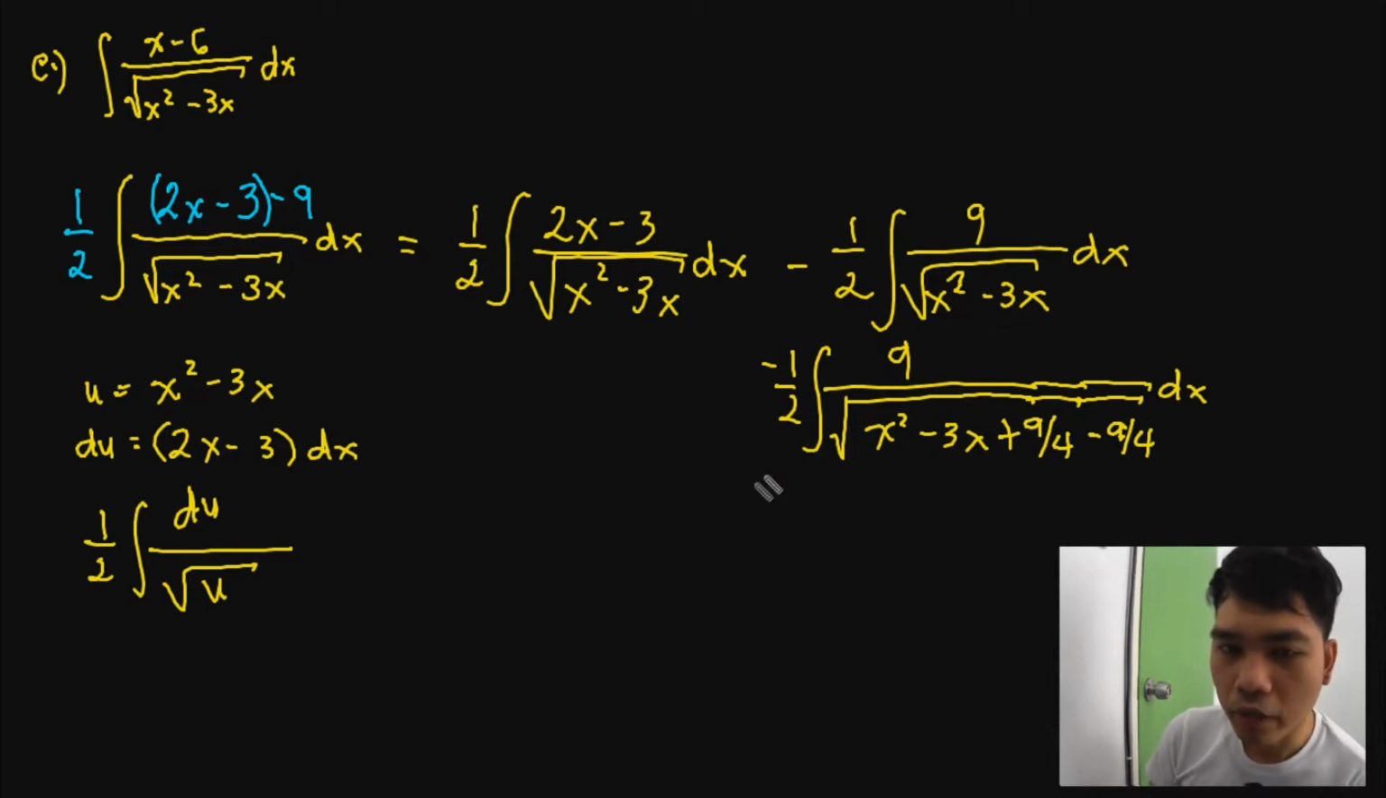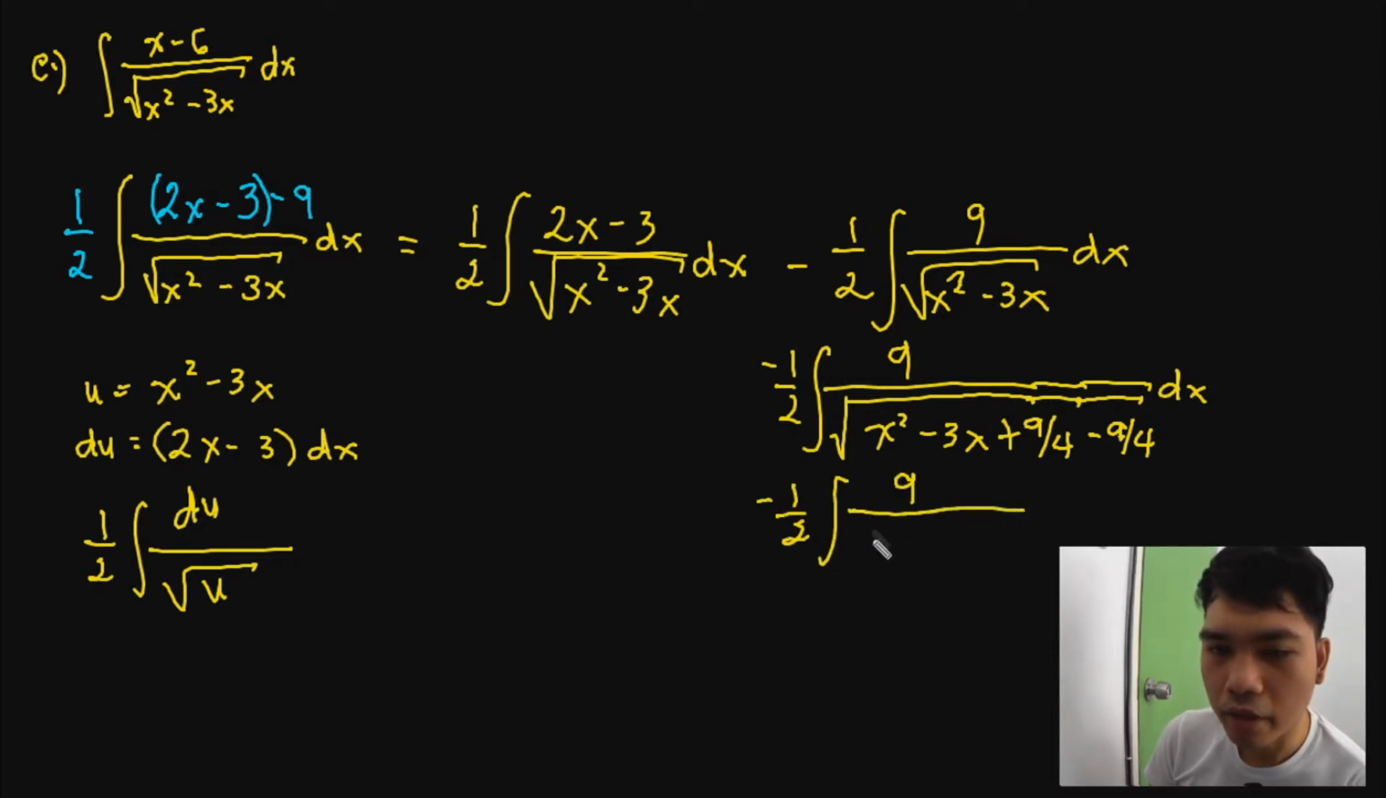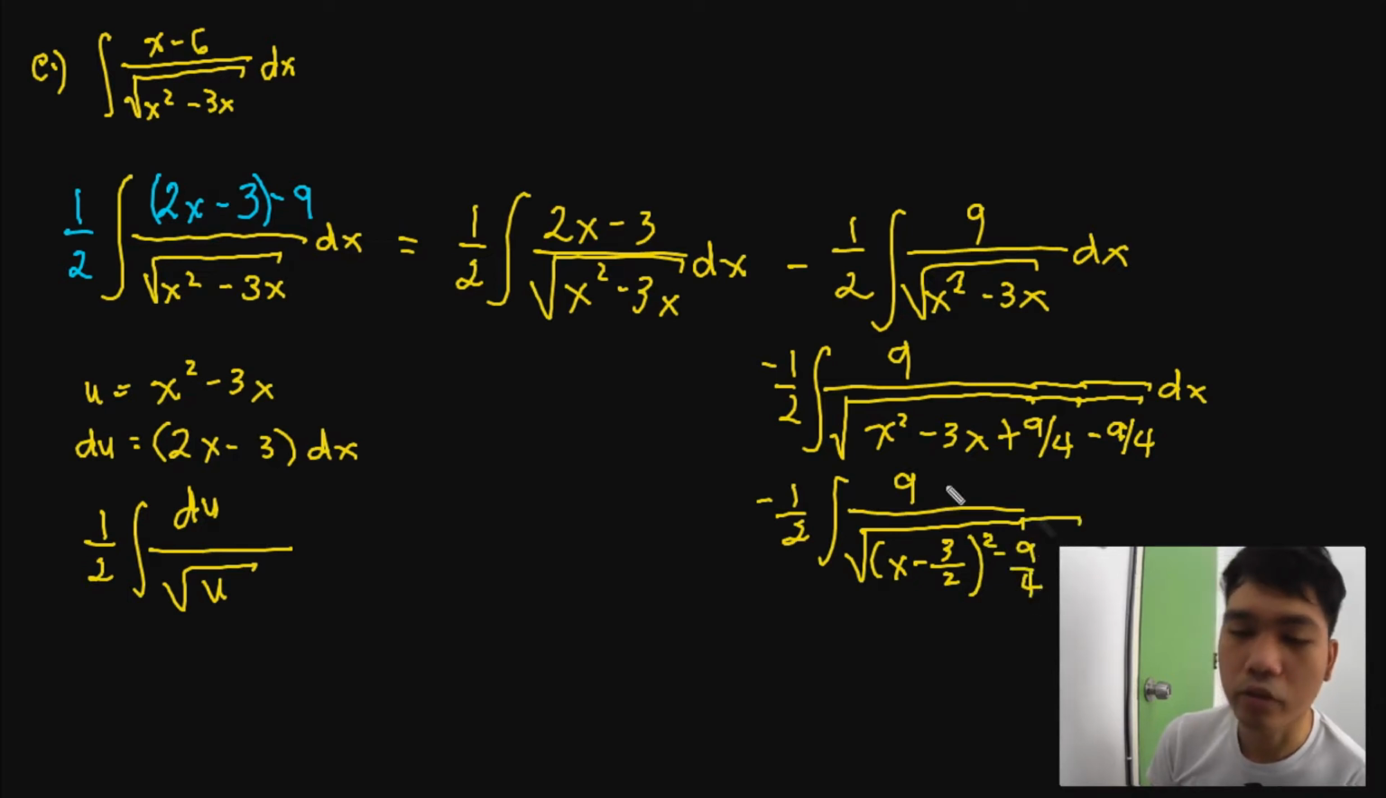So, we can now rewrite this in terms of minus 1 half, the integral of 9, and then the square root of, now this one becomes x minus 3 halves, okay, and then squared minus 9 over 4. Okay, so hopefully, nage-gets nyo siya kung ba't naging ganon. Diba, ito is perfect square na, so pwede mo nang i-take yung root nito and then x minus kung ano man yung kunin mo lang yung sign nito. Okay, so ito na yung ating magiging final form dito sa last term na ating i-integrate.